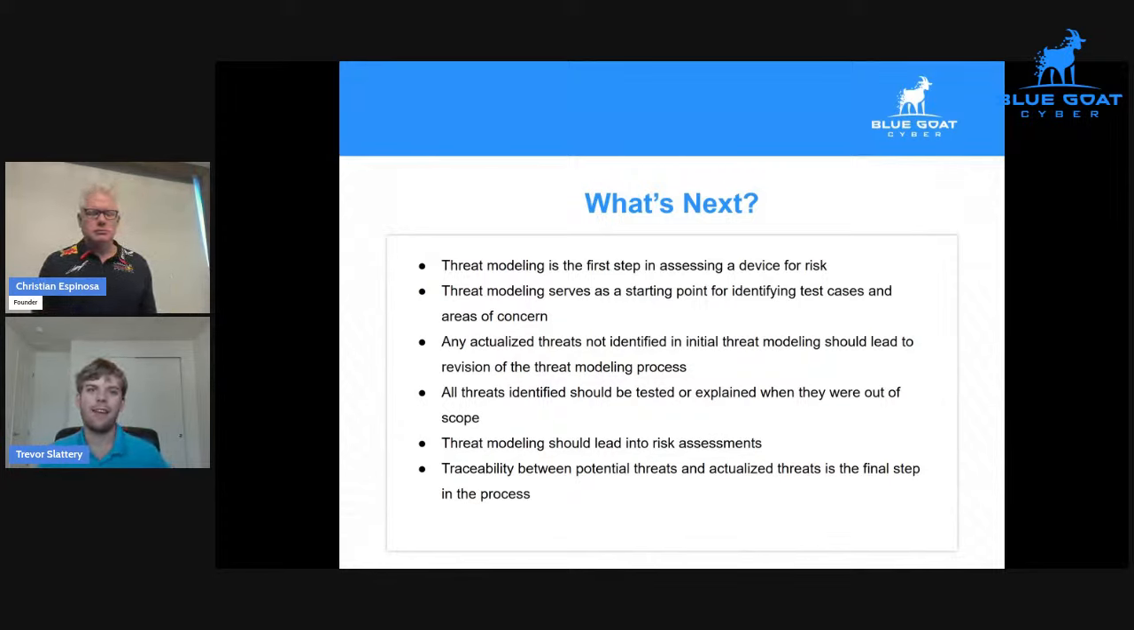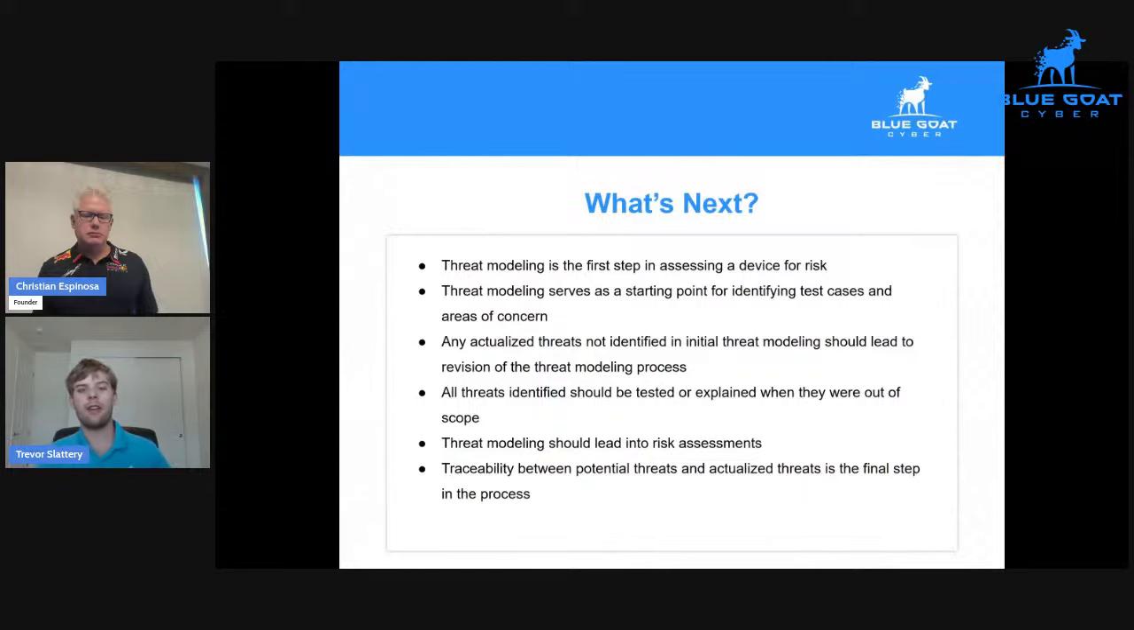Again, we'll go back to that database access example. We identify that as a threat. You can get into the database, steal user credentials. We develop a test case for it. We see that it's a default password, so we get in. We are able to realize that threat. We look at it, we assess that risk to be a high.